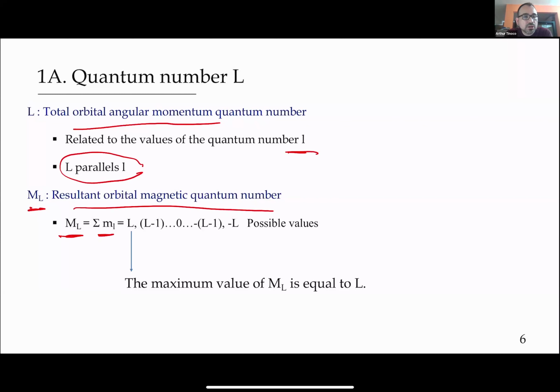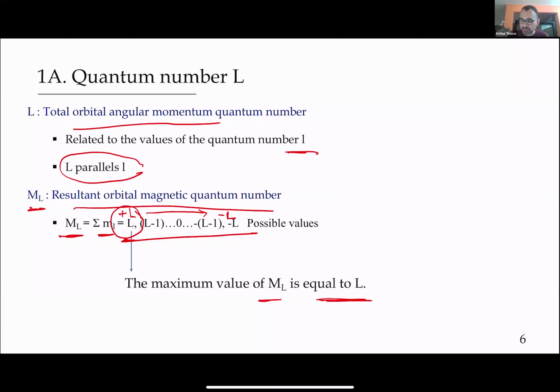And it turns out that there are different possible values of M sub L, and they are defined by the actual value of L itself, where the values can range from plus L all the way down to negative L. These are all the possible values M sub L can be. If you note, at the highest end, the maximum value of M sub L is actually equal to the value of L. That's going to be important later on when I look at a system and have to determine the value of L of that particular system. All right, but keep that in mind.